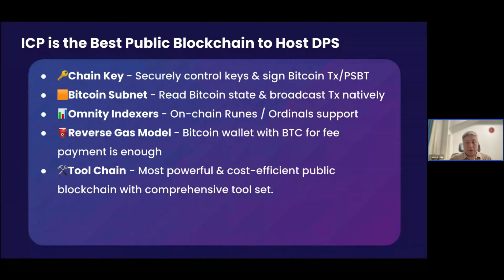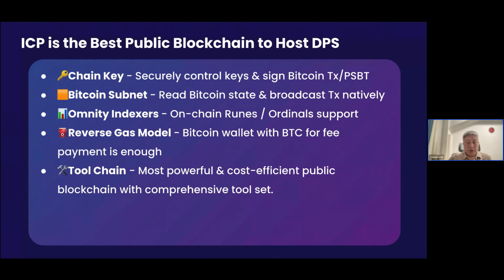ICP is the best public blockchain to host a decentralized PSBT type execution layer because ICP has ready-to-use components. The first one is chain key, so any IC smart contract can securely control keys and sign Bitcoin transaction PSBTs. We have a Bitcoin network integration, so we can read Bitcoin state and broadcast Bitcoin transactions fully on chain. Omnity provides the runes indexer, so a smart contract can read runes info directly on chain. And last but not least, the reverse gas model, so people can use a Bitcoin wallet with Bitcoin for fee payment.